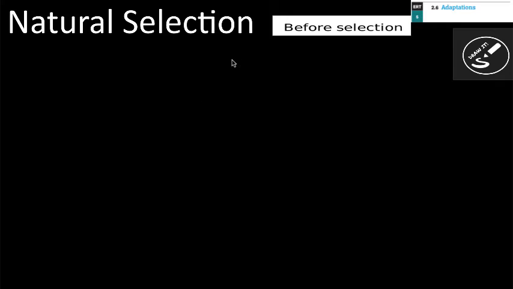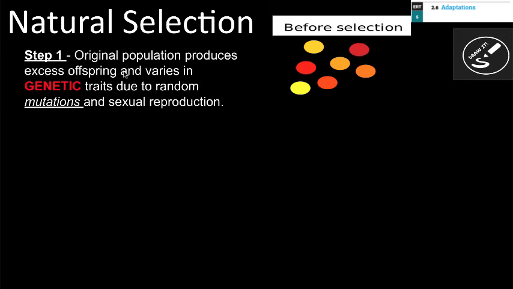Natural selection: how do we get the biodiversity that we have? All right, so we're going to look at a little chart here. Talking about biodiversity, we have our before selection. We have a diverse group of organisms here. All the colors represent, we could say, genetic diversity. The original population is going to produce more offspring than can survive, and these offspring have genetic traits. They're from sexual reproduction or just random mutation, but they're different enough.